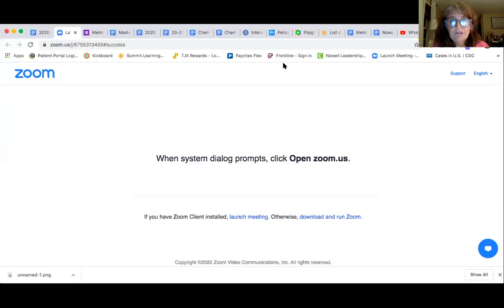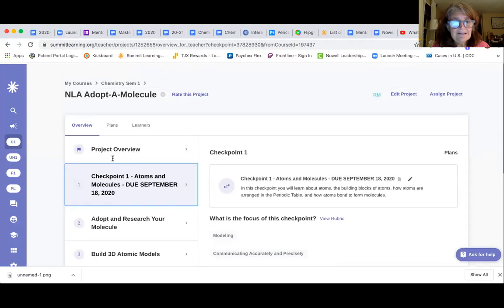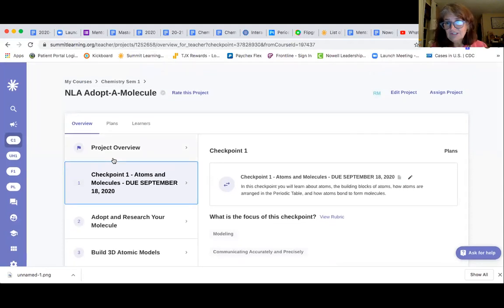I'm going to share my screen and I'm going to go to Summit Learning, okay? And my page in Summit looks a bit different than yours because I have the teacher-facing page, but nevertheless, we're all going to be working off the same project. It's called NLA Adopt a Molecule.